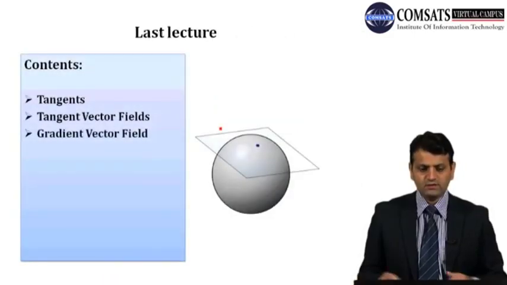Last time हमने जो चीज़ें की थी उसमें what are tangents to the surface, उसके बाद हमने देखा था what are tangent vector fields to the surface, और उसके बाद हमने gradient vector field की definition की थी और हमने ये देखा था how we can use this gradient vector field to define the tangent vector field to any surface.